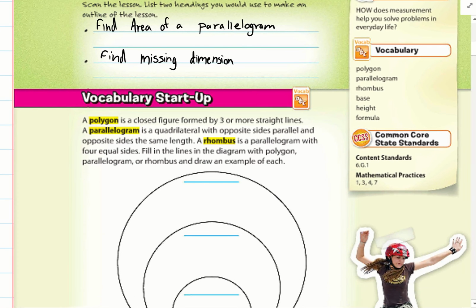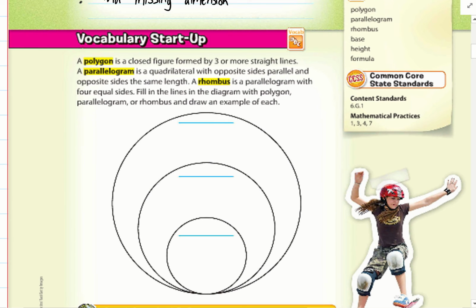So the vocabulary startup. A polygon is a closed figure formed by three or more straight lines. A parallelogram is a quadrilateral with opposite sides parallel and opposite sides the same length. A rhombus is a parallelogram with four equal sides. Fill in the lines in the diagram with polygon, parallelogram, or rhombus and draw an example of each. So first we're going to start off with polygon.